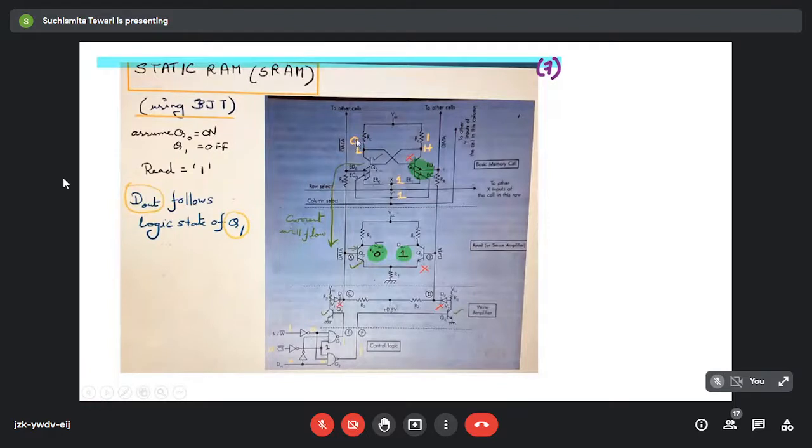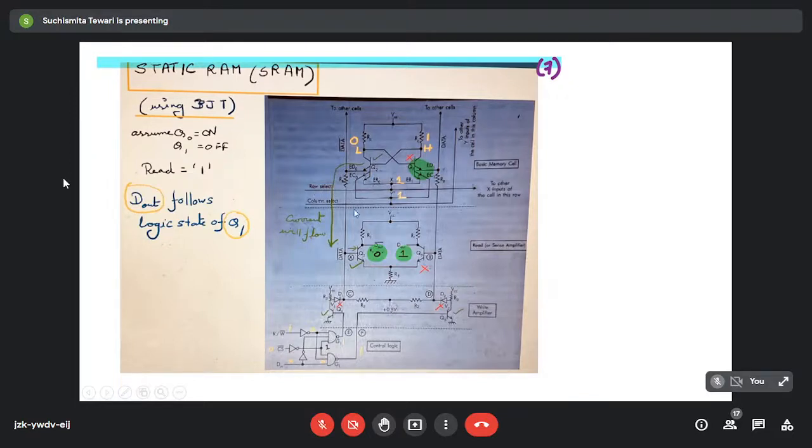Now suppose we want to read that 1 from the basic cell. So what are we intending to do? We are intending to get that value 1 at the data output pin. That is, we want to see whether this D out is getting 1 or not. So in this case, again we will start from here.